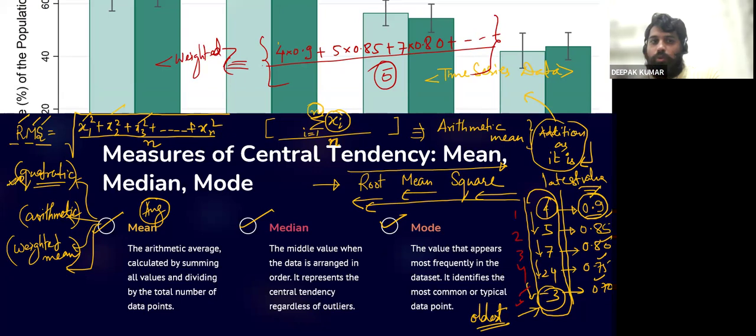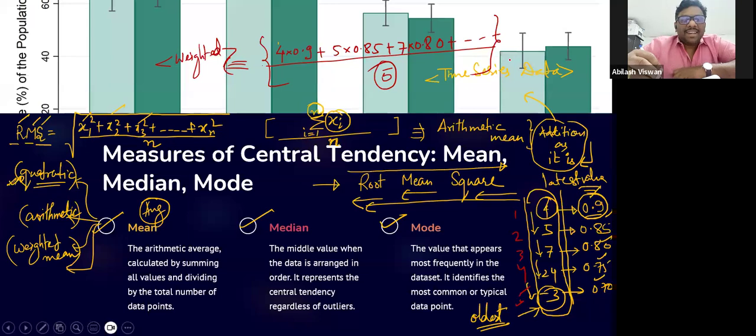Does this make sense to you or no? Please give me an answer. Ranjit ji, did you understand this? Why did we use weighted mean? Everyone, Abhilash ji. Okay, yes, I understand it.